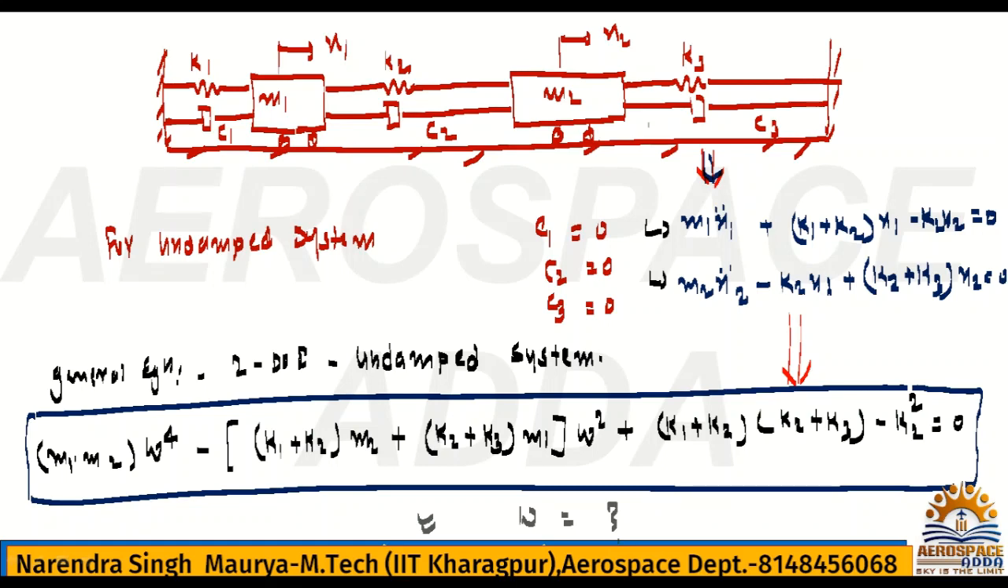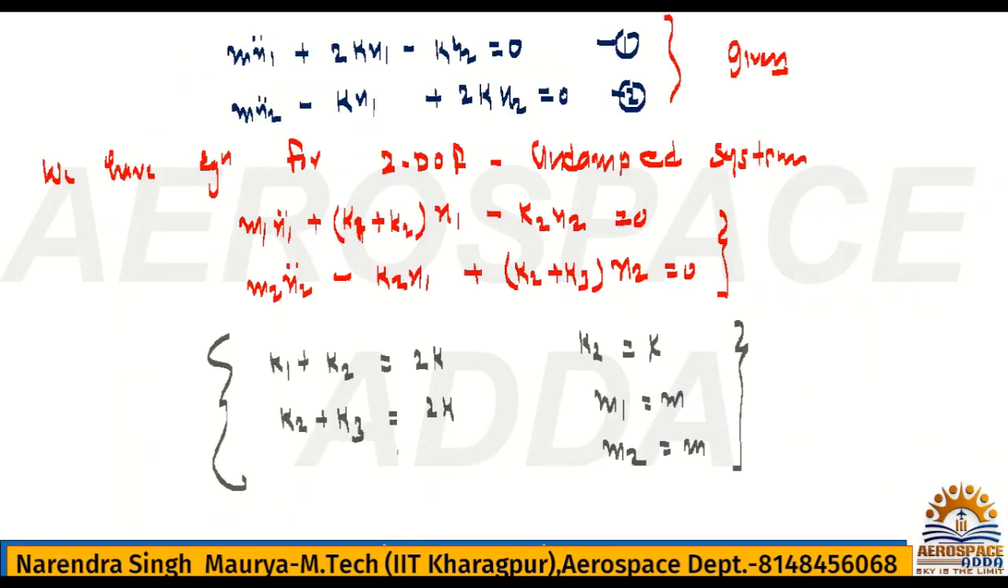For a 2 degree of freedom spring mass system, you have to write the equation, okay? And for this equation, this is the general solution. In the problem, they have given these two equations. You compare these two equations with our standard equation. In our standard equation we have k1 plus k2, but here it is 2k. So k1 plus k2 is nothing but 2k. Similarly here, k2 plus k3, the x2 coefficient is 2k. So k2 plus k3, you got 2k.